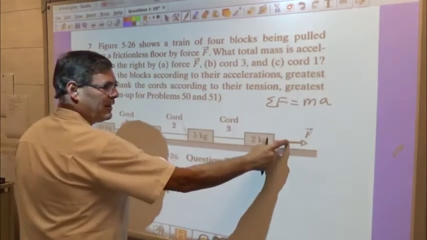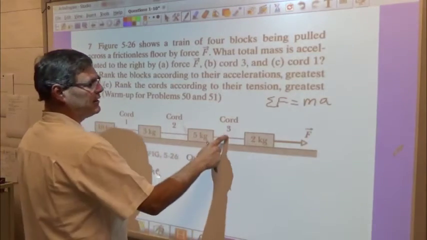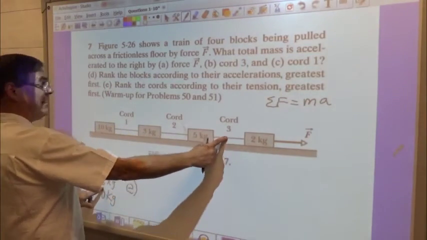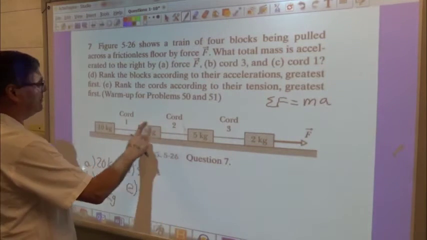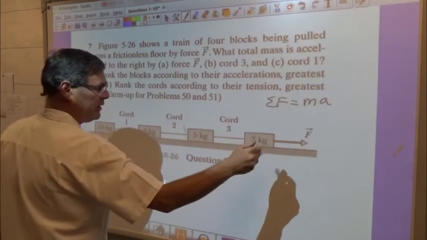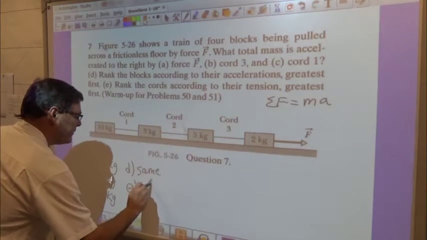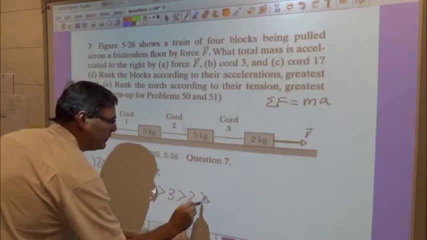So that's going to be the most tense, and then it's going to decrease. This one only has to accelerate 18 kilograms, this one only has to accelerate 13 kilograms, and this one only has to accelerate 10 kilograms. So F is the greatest, followed by cord 3, then 2, then 1.